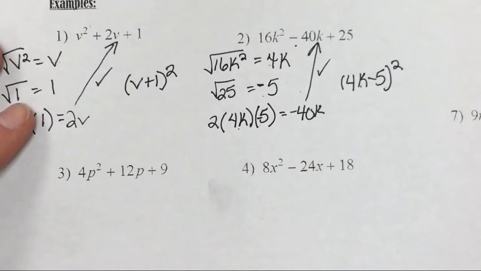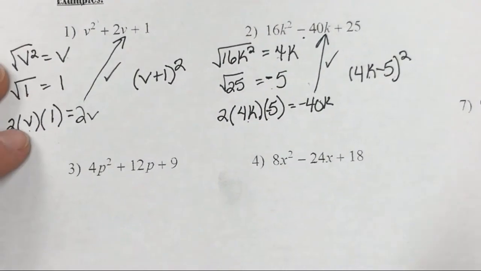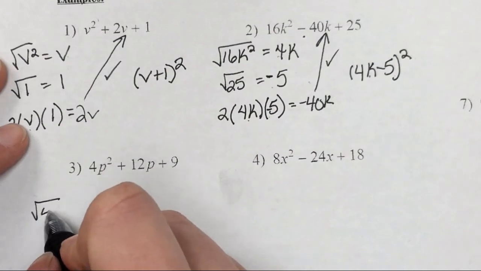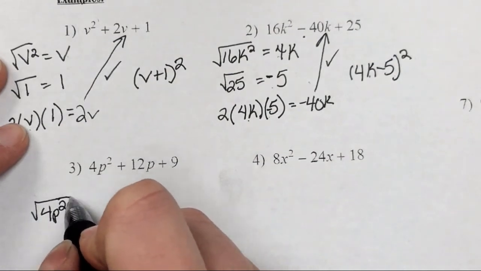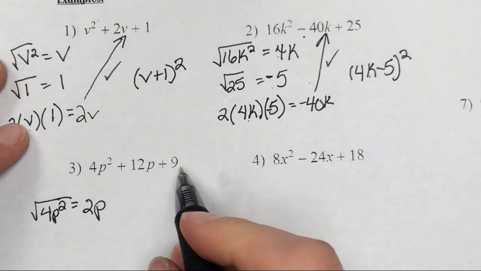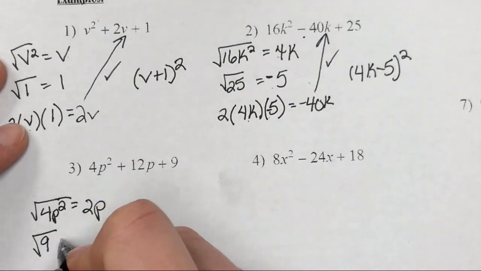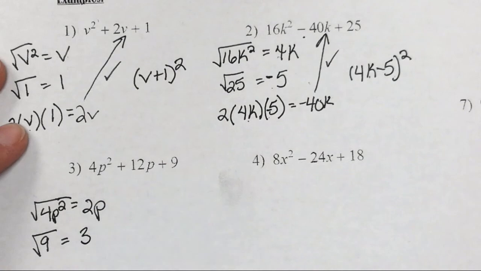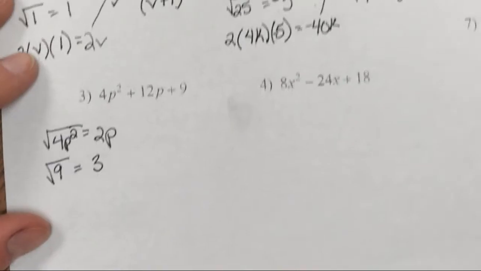All right, example 3, I'm going to check my first term and my last term. So I have the square root of 4p squared. That is indeed a perfect square. It should be 2p. And then check 9. Square root of 9 is 3. That absolutely works out. My term here in the middle is positive, so I'm going to use the positive root of the constant. So I'm going to use a positive 3.